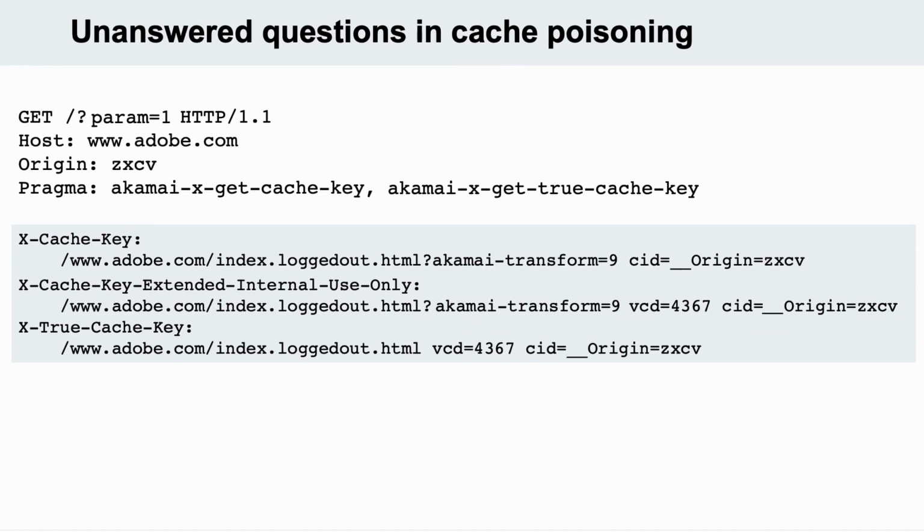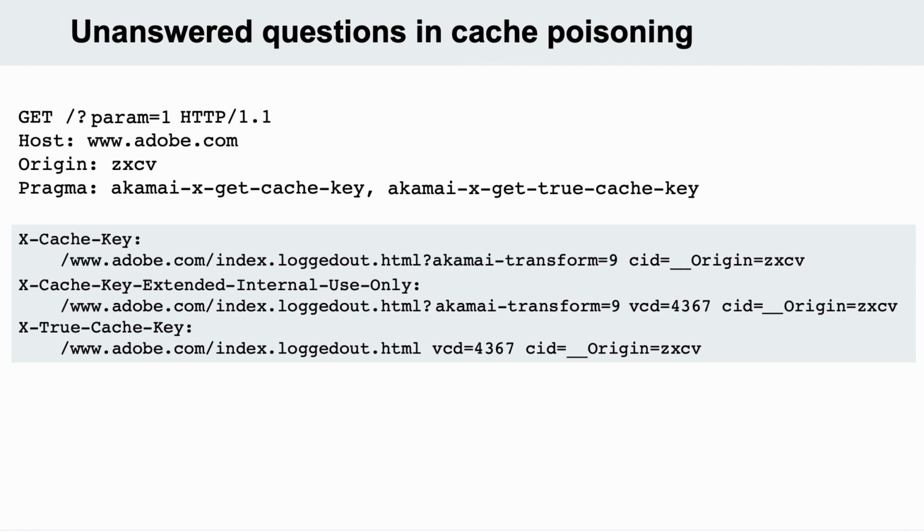But, I'm sure things are simple, right? We just need to identify which of these cache keys is actually accurate. Well, is it the humble cache key? Is it the extended cache key for internal use only? Or is it the true cache key? After extensive research, I can tell you that the answer is none of them. Not one of these keys is entirely accurate.